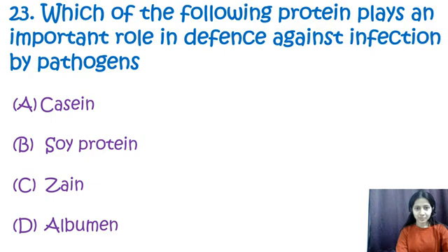Number 23. Which of the following proteins plays an important role in defense against infection by pathogens? A, casein; B, soy protein; C, zein; and D, albumin. The proteins which play an important role in the defense against infection by pathogens are the albumins. These are the proteins found in egg whites, and they are known for their antimicrobial properties. So the correct option is option D, that is albumin.